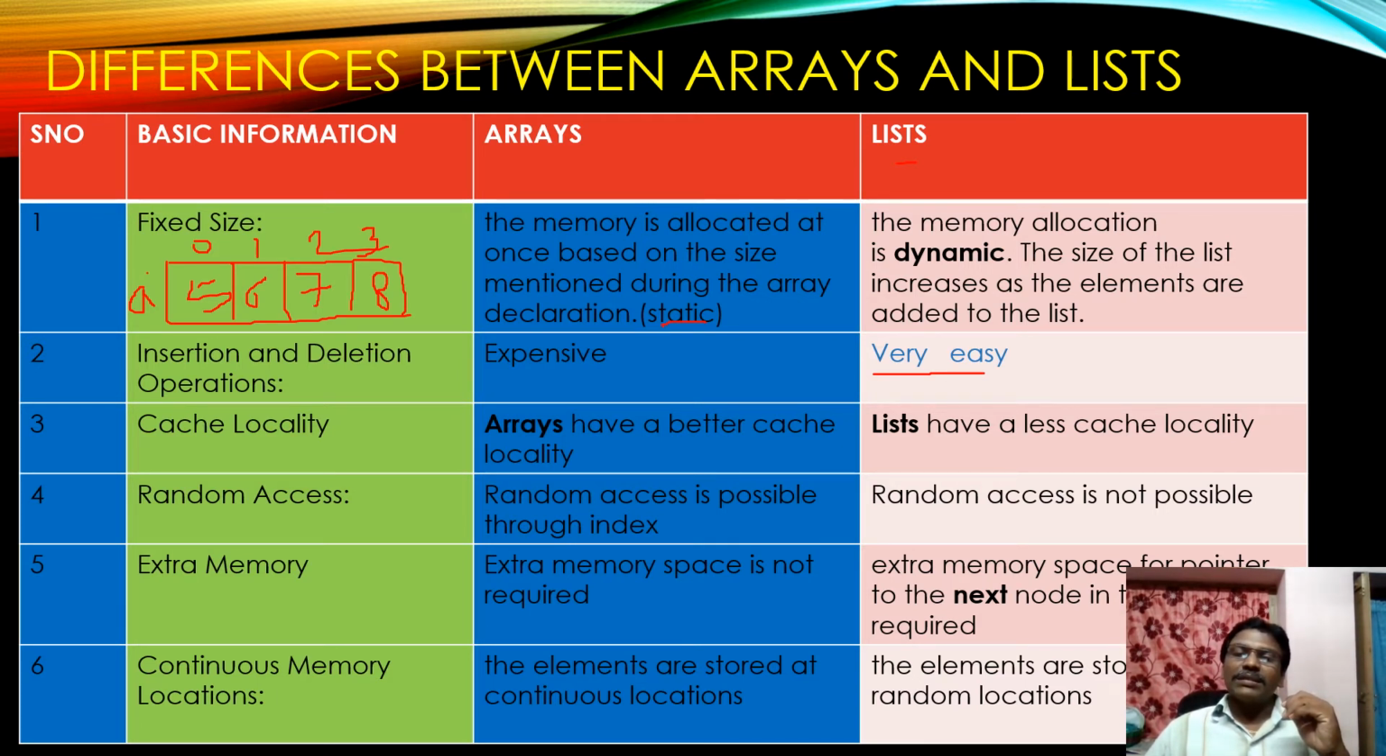So it is not stored in continuous locations. It's random locations. Arrays store in continuous locations because they are in a stack. These are the main differences between arrays and linked lists.